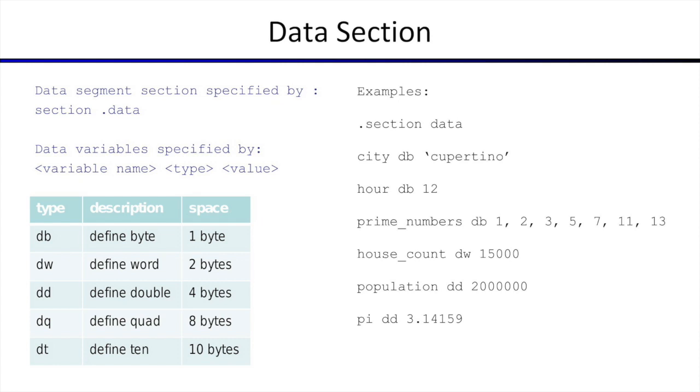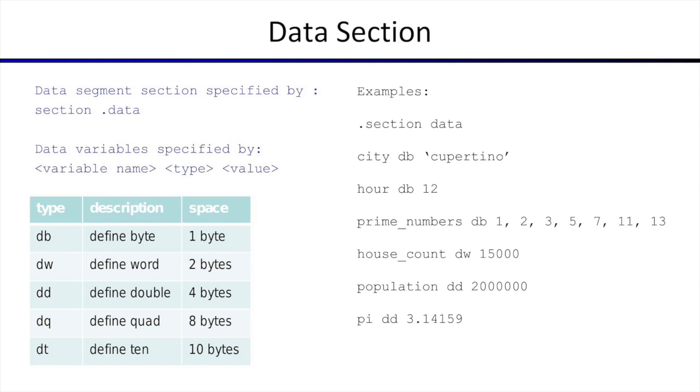Here are some examples. So we put section .data. On the right side here, city db Cupertino. Now what this does is we're really defining a byte, but it defines a string as an array of bytes. So each letter is a byte. It really defined 1, 2, 3, 4, 5, 6, 7, 8, 9 bytes individually in an array next to each other. Our db 12, it's a byte number 12.